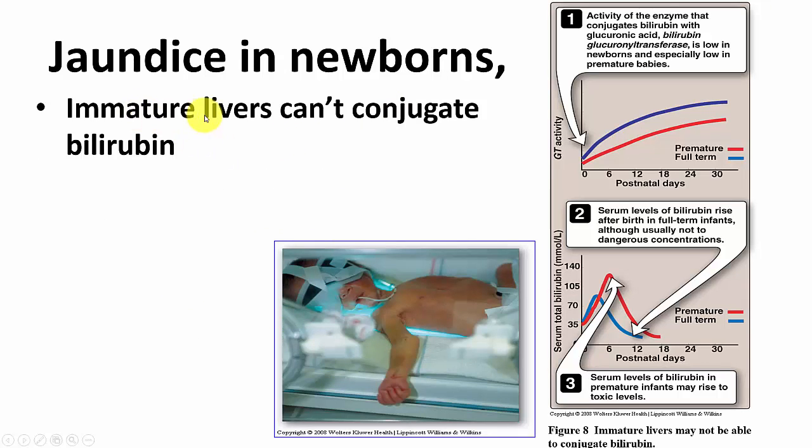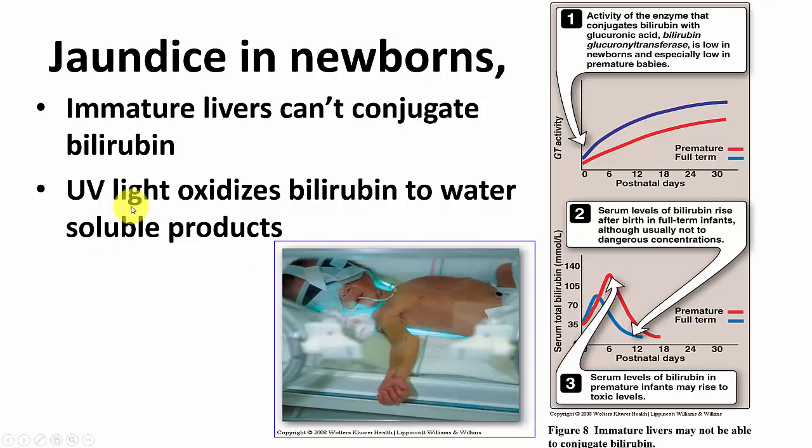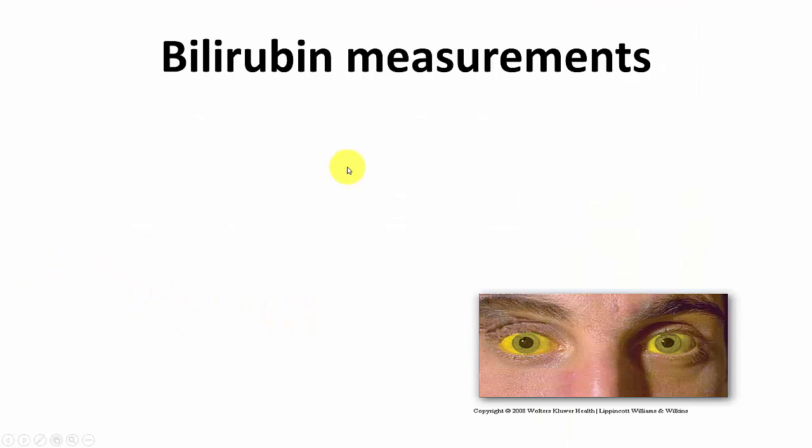Jaundice in the newborns. Immature livers can't conjugate bilirubin, and so they wind up having less of the enzyme glucuronidase transferase, because the liver is where it's made, that transfers this. And so these children have higher levels of bilirubin. They put them under UV light, and the UV light oxidizes the bilirubin to water-soluble products, and they cover their eyes to make sure you don't damage their eyes by the UV light.